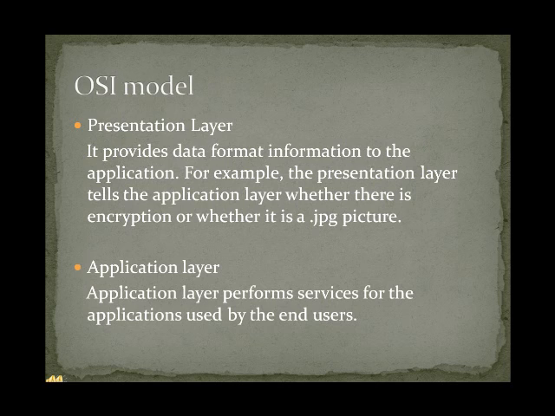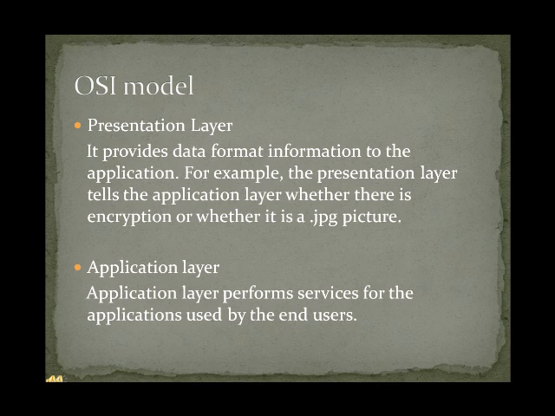The next layer of the OSI reference model is the presentation layer. It provides the data format information to the application. For example, the presentation layer tells the application layer whether there is encryption or whether it's a JPG picture. The presentation layer transforms data into the form that the application accepts. It's sometimes called the syntax layer.